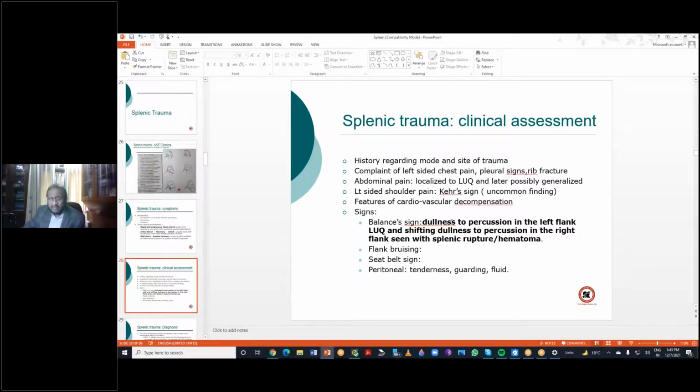The signs, number one, Balance's sign, which is dullness to percussion in the left flank, the left upper.